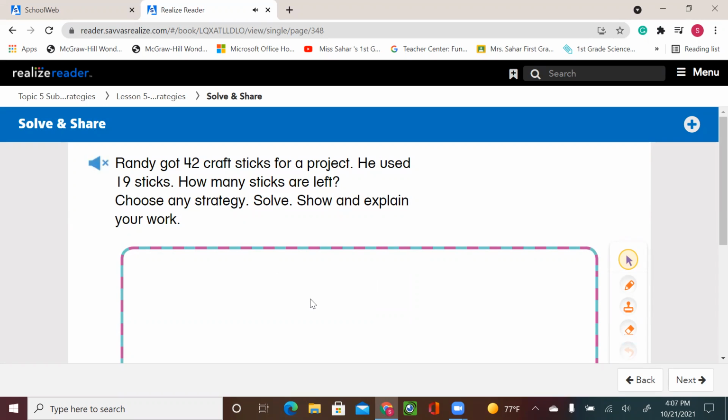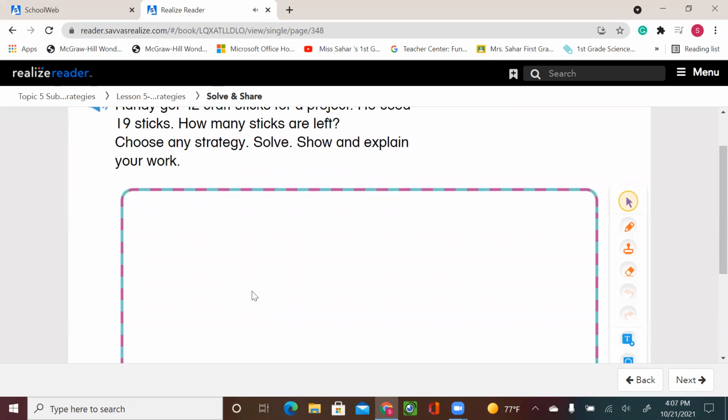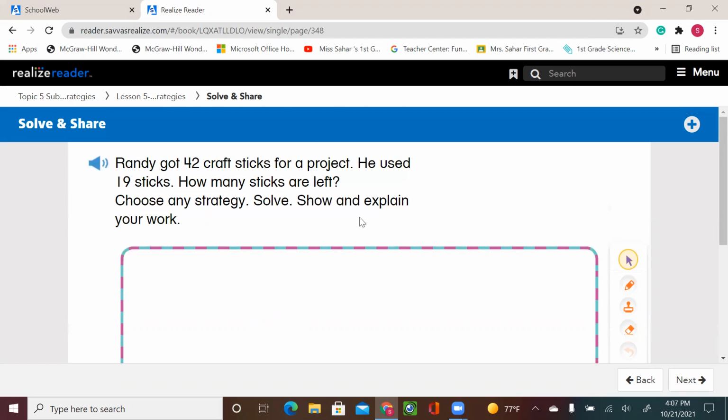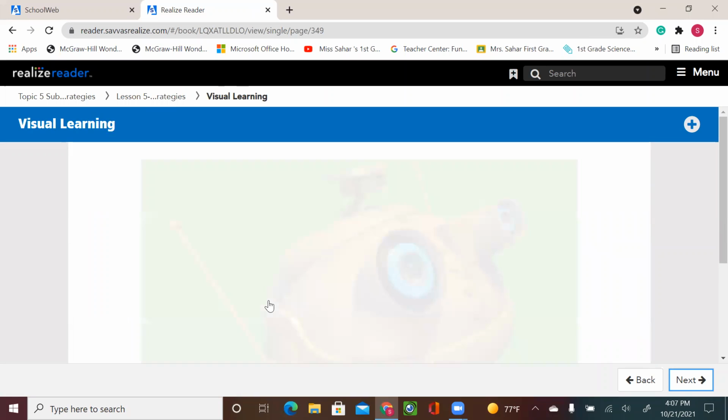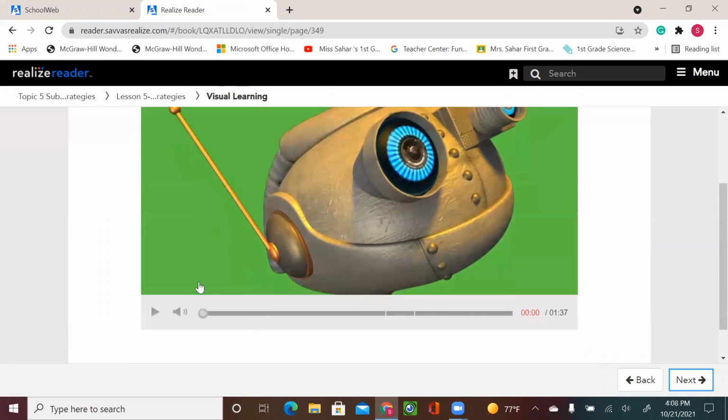Randy got 42 craft sticks for a project. He used 19 sticks. How many sticks are left? Choose any strategy. Solve. Show and explain your work. So for this question, I can use the open number line and I jump tens and I count with the ones, or I can use what we learned in the previous lesson to add 1 to your addend, the 19, to make it 20, which is with a 0 to be easy to subtract, and I can subtract from 42, right? So the choice is yours. Whatever you feel is easy, you can do. Let's see our video.